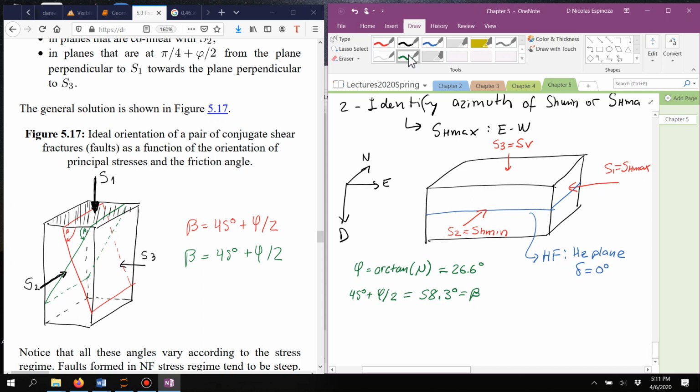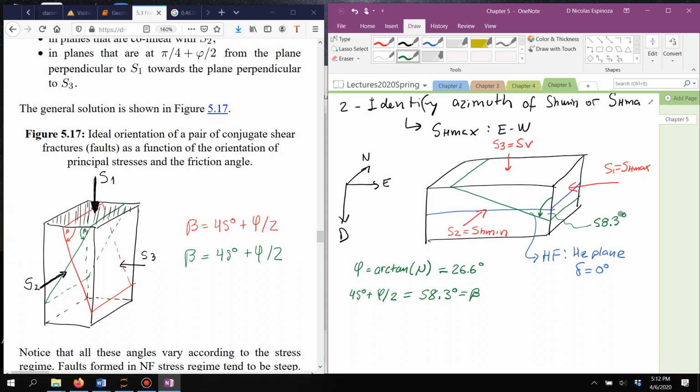The angle is 58.3 degrees from the plane of the maximum principal stress towards the plane of the minimum principal stress, which is this one, and the result of that is going to be a fault that is going to be more or less like this. This is one of the possible solutions, and here this angle over here is 58.3 degrees.